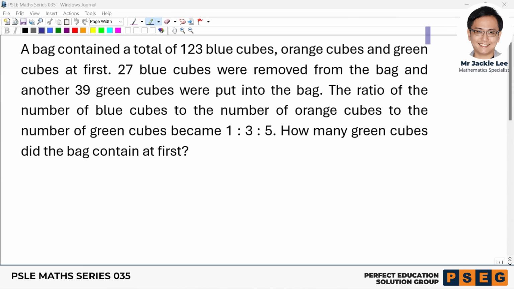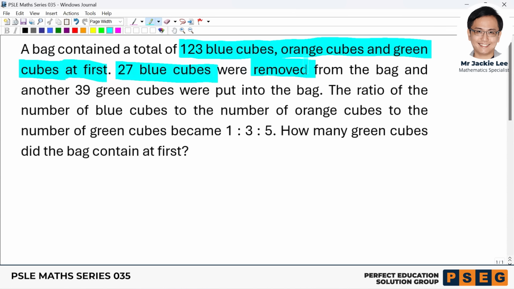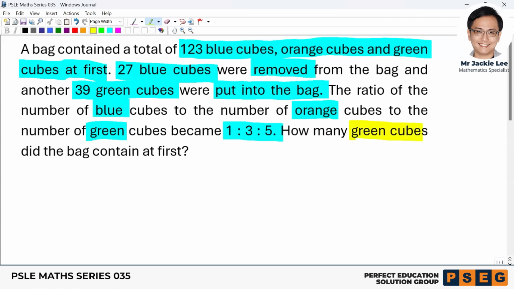Question. A bag contains 123 blue cubes, orange cubes, and green cubes at first. 27 blue cubes are removed from the bag, and 39 green cubes are put inside. The ratio of blue to orange to green at the end is 1 to 3 to 5. The question simply asks how many green cubes it contains at first.